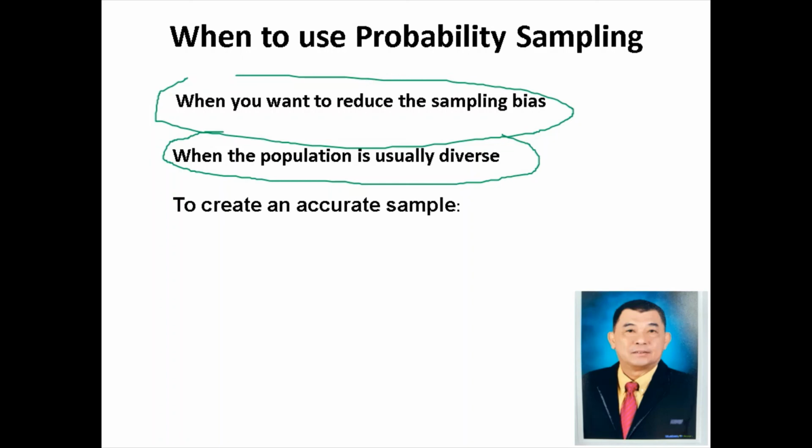Another situation when to use probability sampling is to create an accurate sample. Probability sampling helps researchers create accurate samples of their population. Researchers use proven statistical methods to draw a precise sample. An accurate and precise sample is needed to obtain well-defined data. So these are situations where you can use probability sampling.